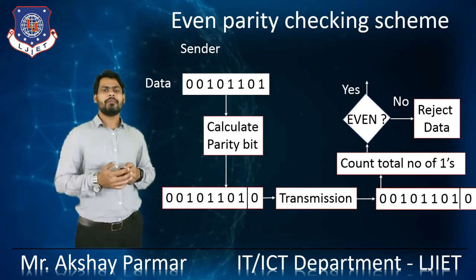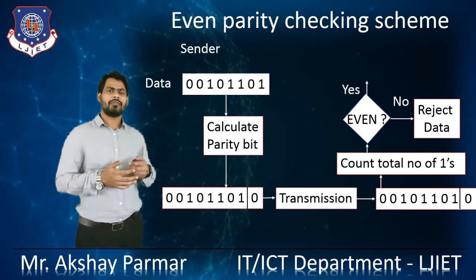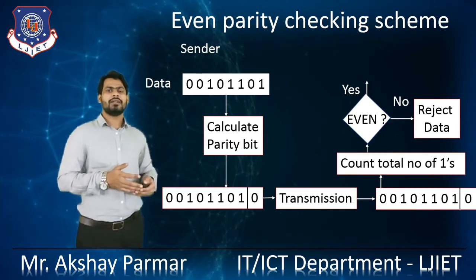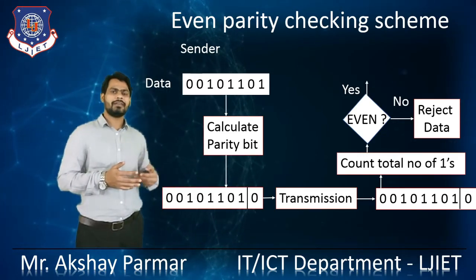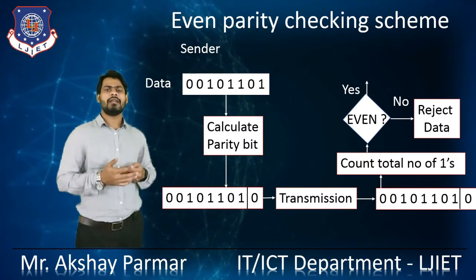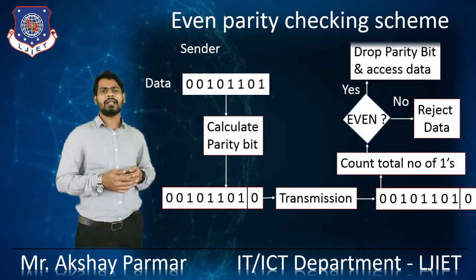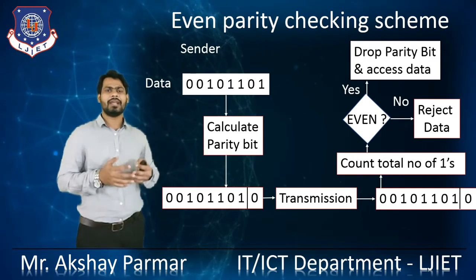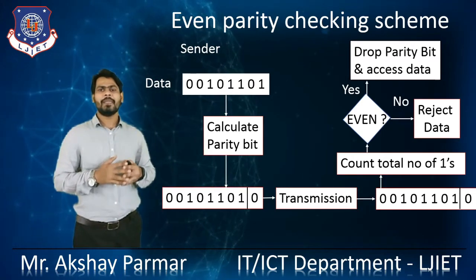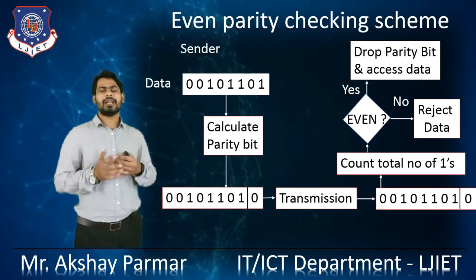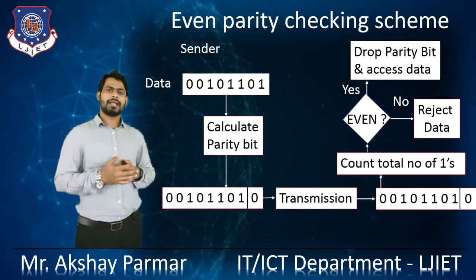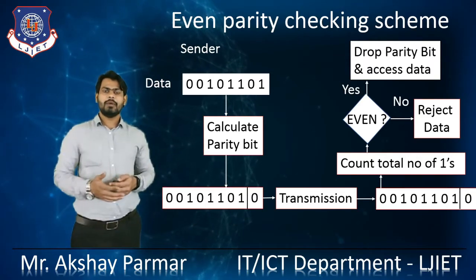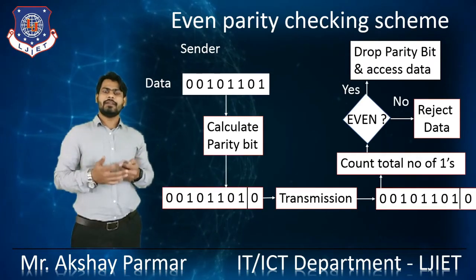And if the number of ones in the data plus parity received at the receiver end is even, then we can access that data by dropping the last parity bit, and we get the data which was sent by the sender side or the transmission side. That's how we check the even parity.